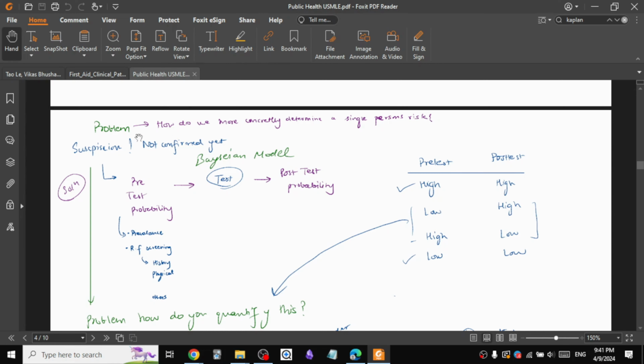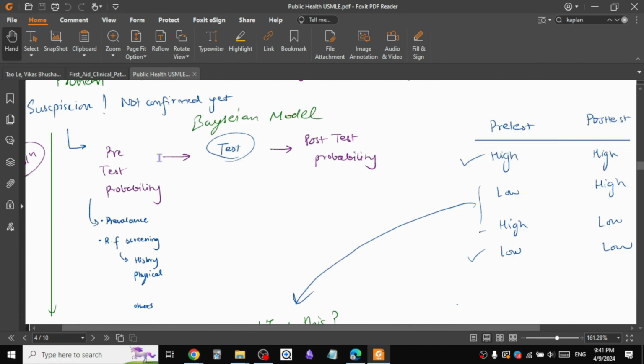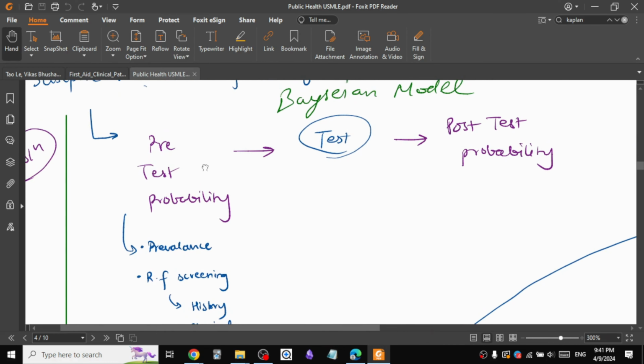So that's the main problem I face, right? Basically, I have my suspicion and it's not confirmed yet. So the process I have developed in order to reconcile the basic sensitivity and specificity is that I start to make my tests more personalized. So what I do is I follow this method.